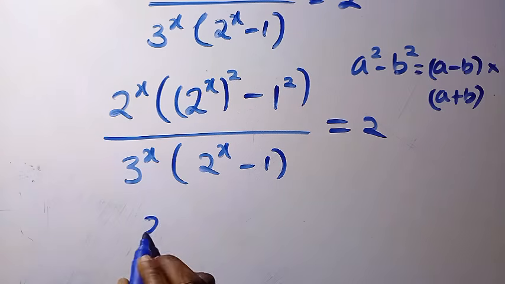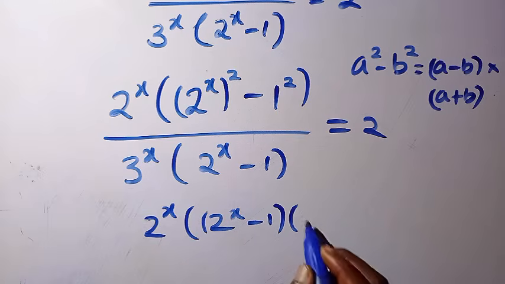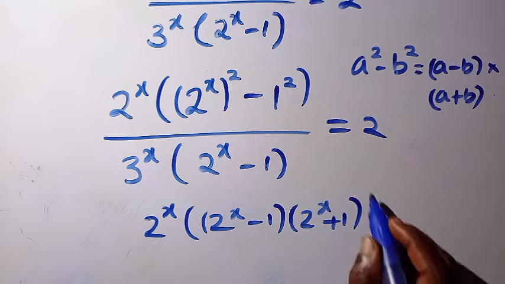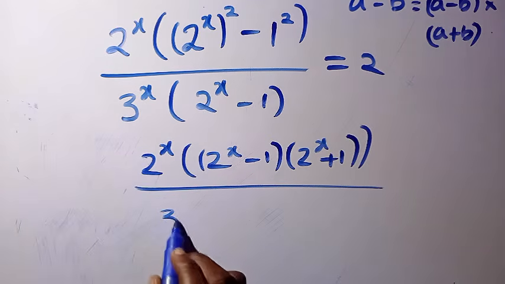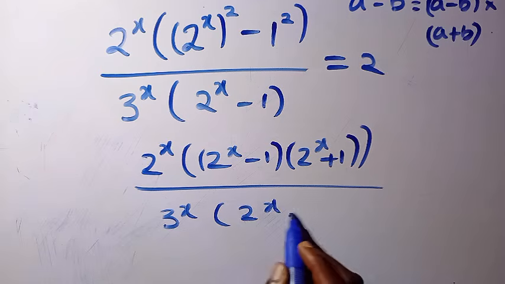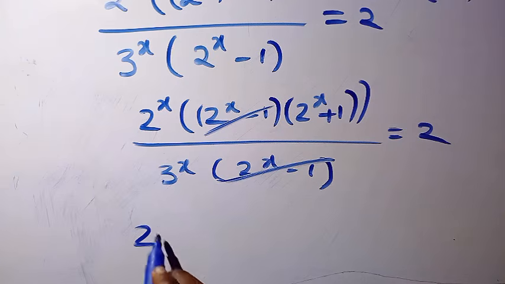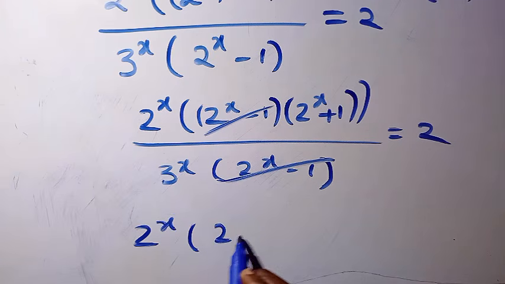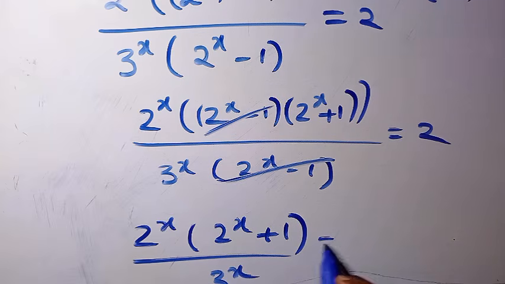We have 2 power x, bracket 2 power x minus 1, bracket 2 power x plus 1, all divided by 3 power of x, bracket 2 power x minus 1, equals 2. And you can see that something has already cancelled out, which is 2 power of x minus 1. Then we have the remaining value as 2 power x, bracket 2 power x plus 1, divided by 3 power of x, equals 2.